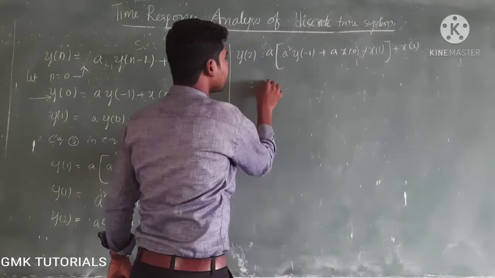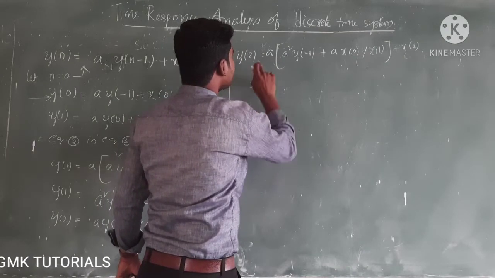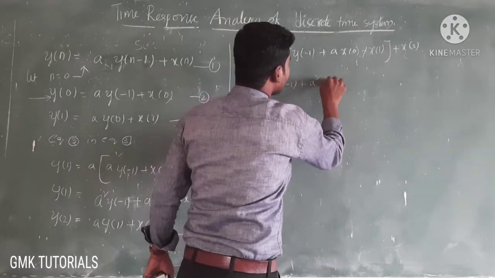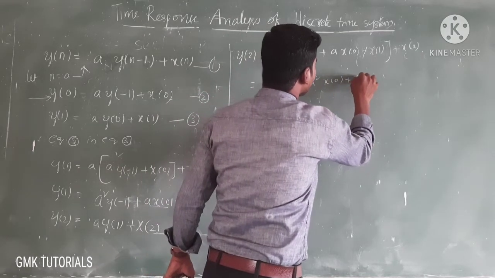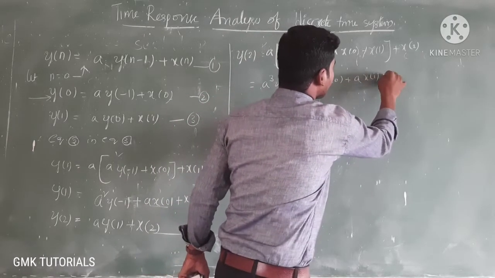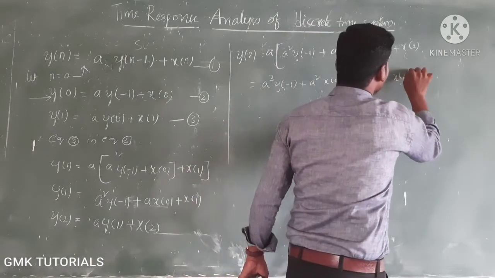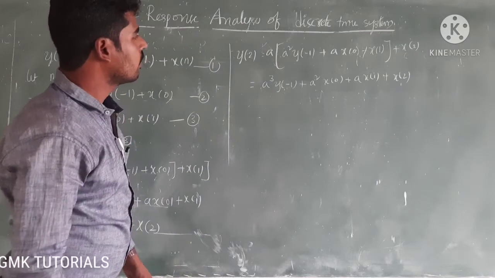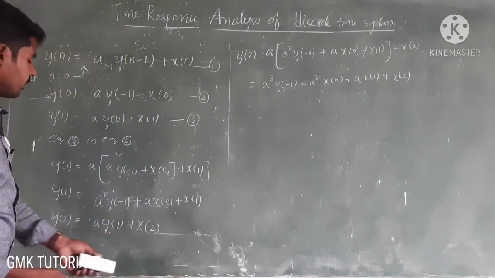Now we have to multiply in the same scenario. That is equal to a cube into y of minus 1 plus a square into x of 0 plus a into x of 1 plus x of 2. So that is a generalized equation for the corresponding equation.